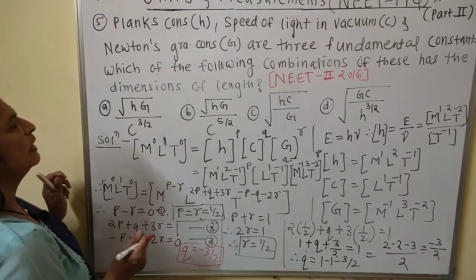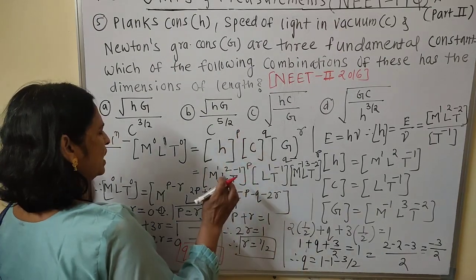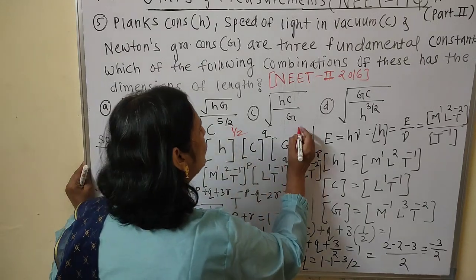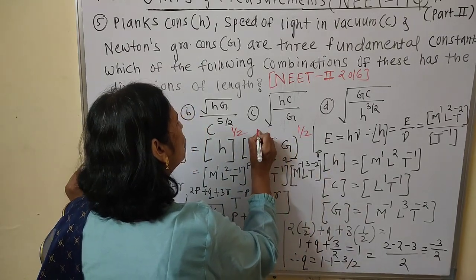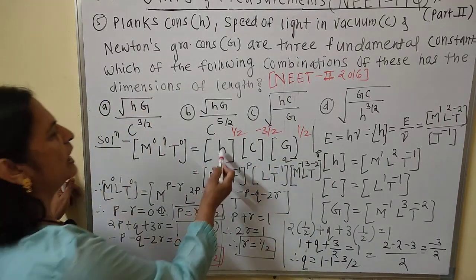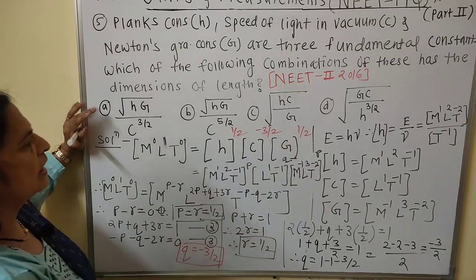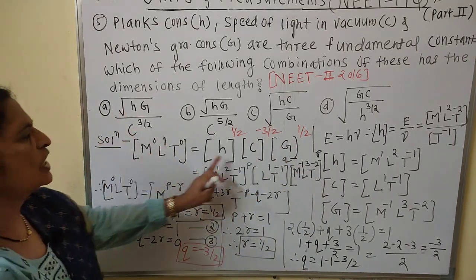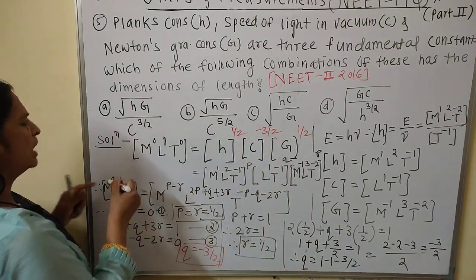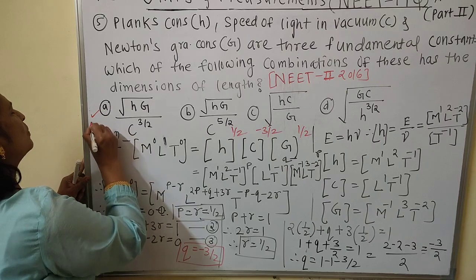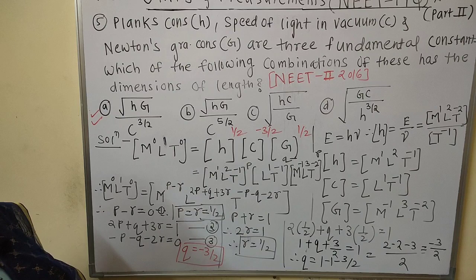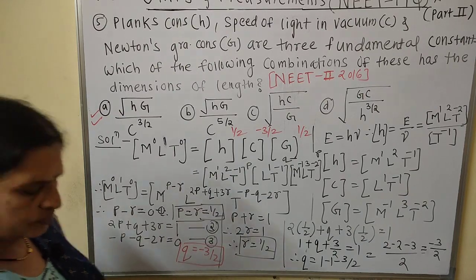And if we substitute p equal to 1/2, r equal to 1/2 and q equal to minus 3/2, that is nothing but h and g to the power 1/2, that is square root of hG, and minus 3/2 becomes 1 over c^(3/2), and therefore correct option is option A. In this manner we can solve this MCQ.